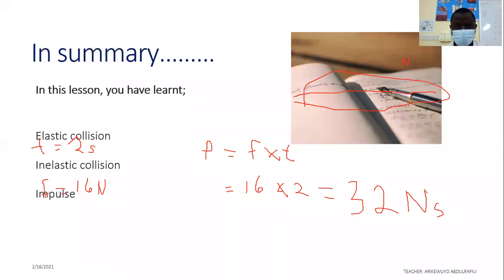So now we have learned about elastic collision. We have learned about inelastic collision. Then we also learned about impulse and the relationship between impulse and momentum. And I'm sure you understand all that.